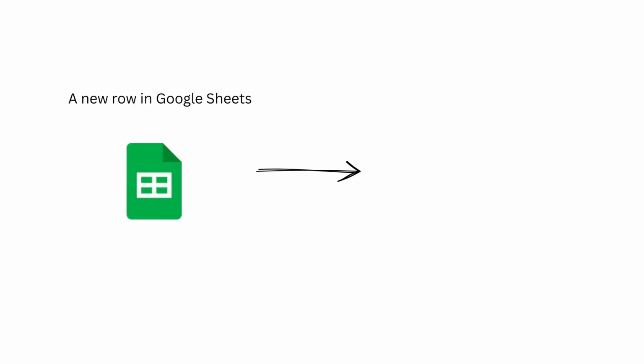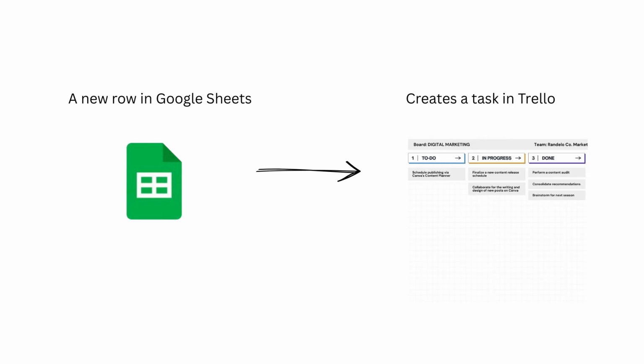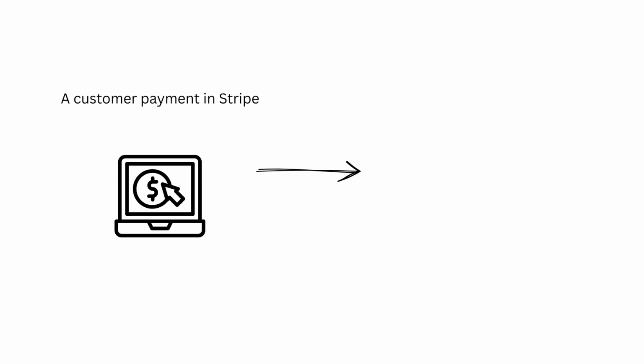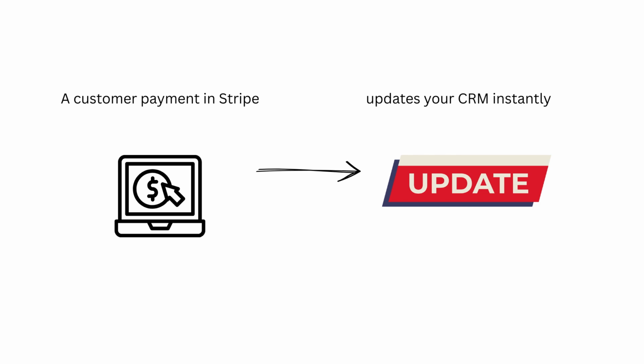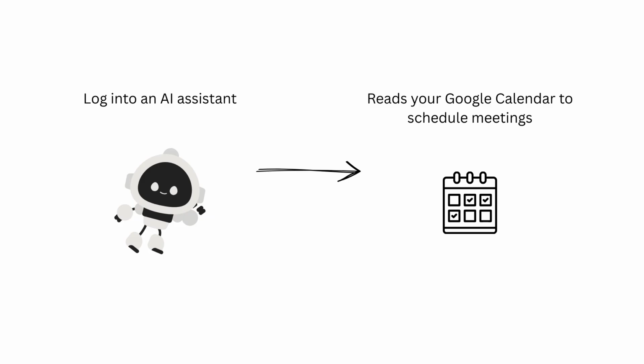Like when your AI agent notices a new row in Google Sheets and then it automatically creates a task in your project management tool like Trello, that is integration. When your AI agent sees a customer payment in Stripe and it updates your CRM instantly, that is integration. Or when you log into an AI assistant and it reads your Google Calendar to schedule meetings, that is integration too. So these are just a few examples.